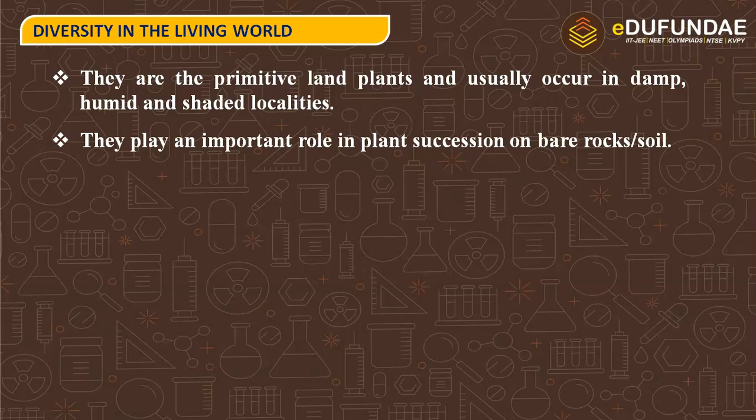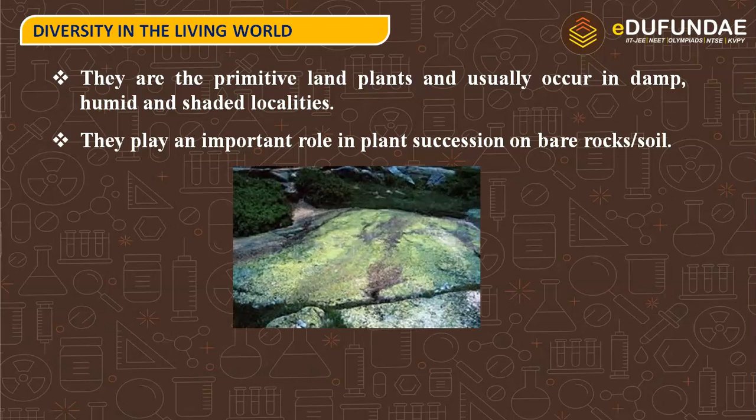The crustose lichen, after that foliose lichen is there, and after the stage of lichens comes the stage of mosses, and those mosses are nothing but the bryophytes. So here we can see the growth of mosses on the bare rock, and that is why they lead to the plant succession.